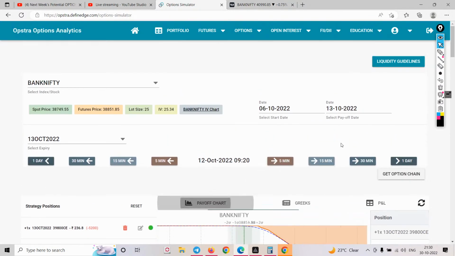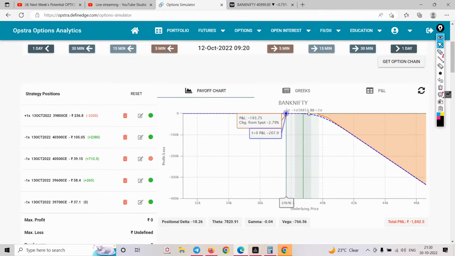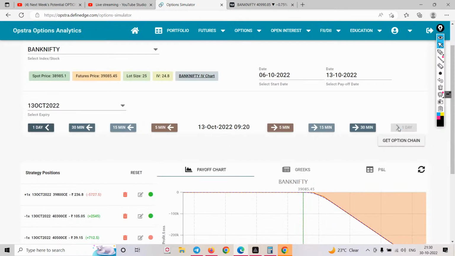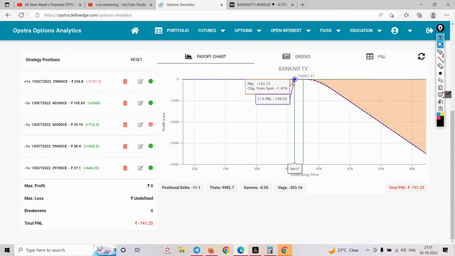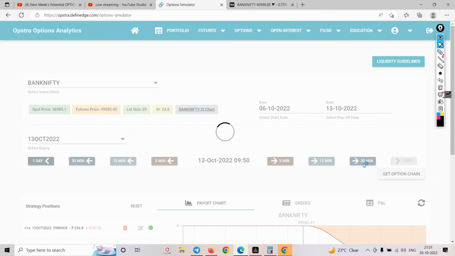Alright, so now let me show the payoff graph. So what is your loss? Your loss is only 193. Because we are at 9:20, right? So let me quickly take you to the close of the day, 30 minutes at a time.